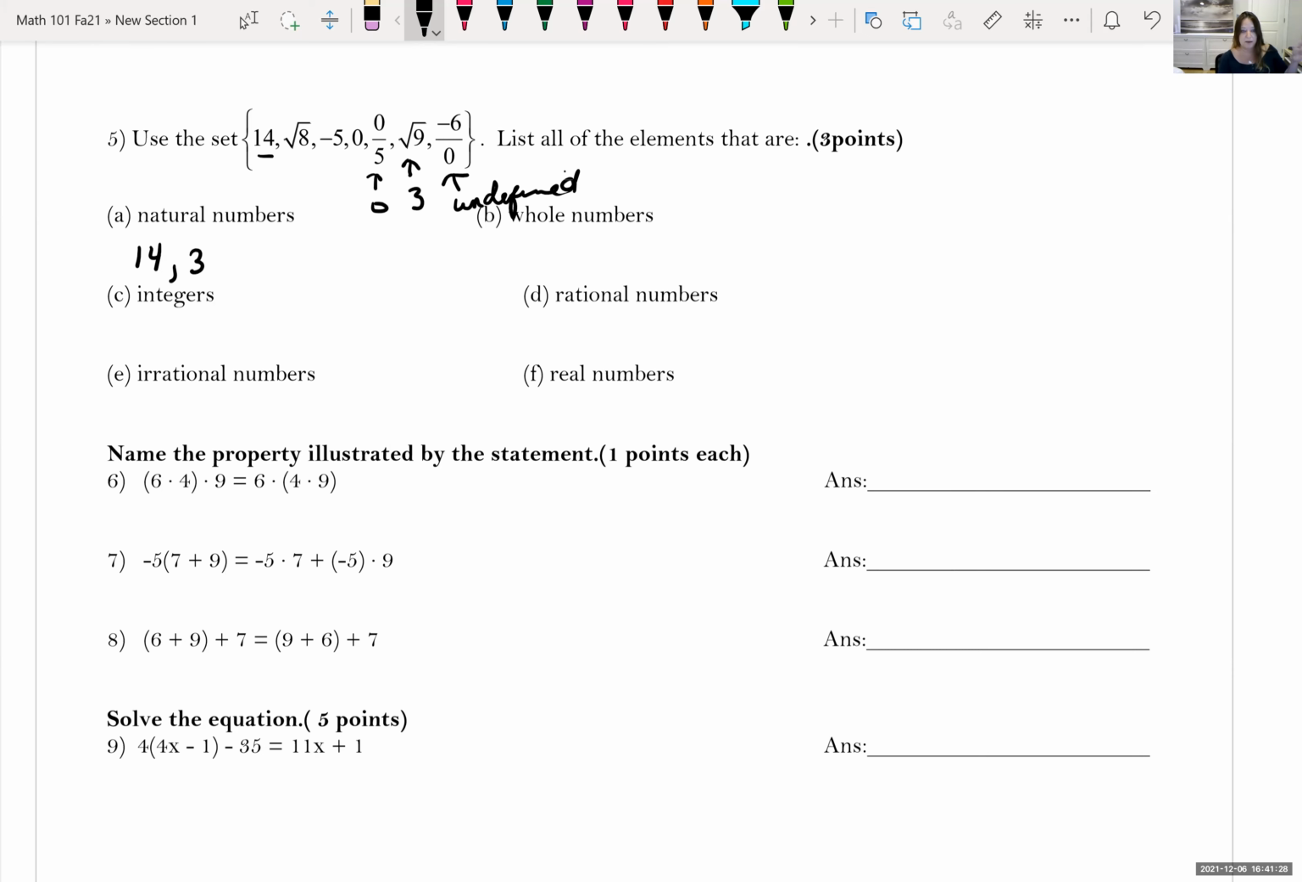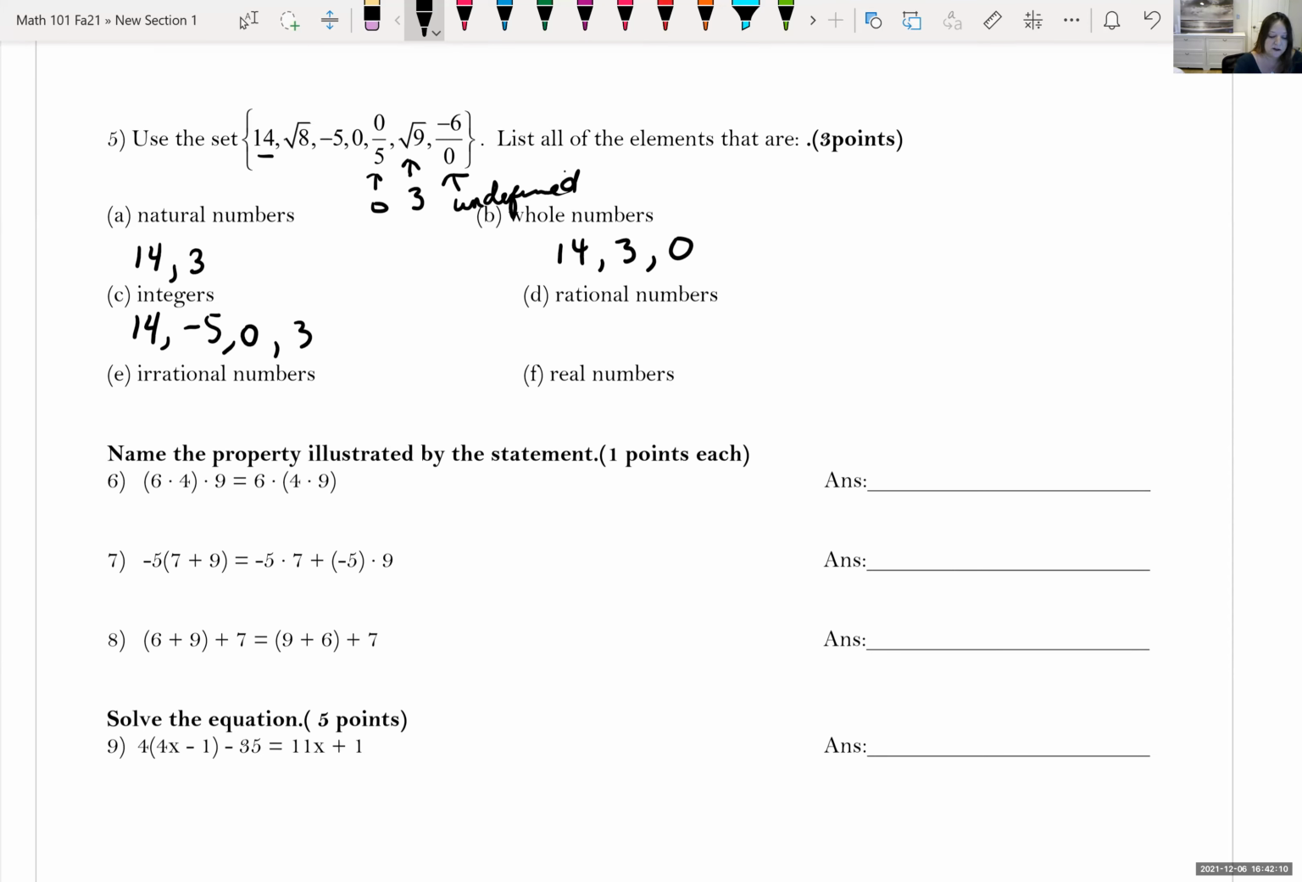Integers, those are the ones coming in from negative infinity, -3, -2, -1, 0, 1, 2, 3, following that pattern. And so we can have the negatives in here and 0. So 14, 3, -5, 0. I don't have to list 0 twice. Whole numbers, those are 0, 1, 2, 3. So they're the natural numbers plus 0. So we would have 14, 3, and 0 in there.